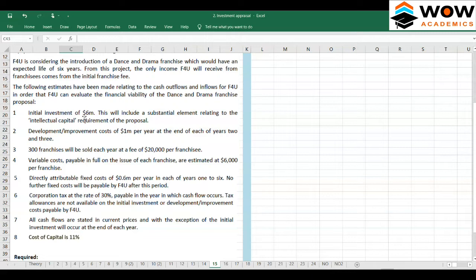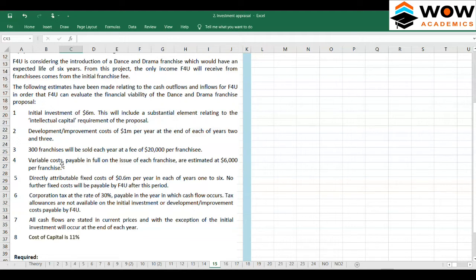Initial investment of 6 million. This will include a substantial element relating to the intellectual capital required for the proposal. Development and improvement cost of 1 million per year. Okay, so this is what we have to pay per year, at the end of each of years 2 and 3. Only in years 2 and 3 is it going to be incurred. 300 franchisees will be sold each year for a fee of $20,000 per franchisee.